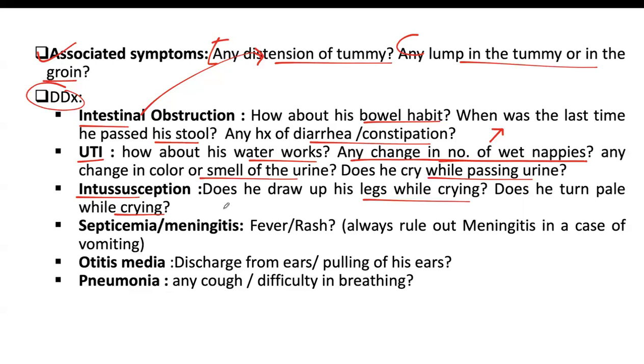So does he draw up his legs while crying? Does he turn pale while crying? Sometimes children with intussusception can have bloody diarrhea also. So ask, have you noticed any blood with his stool? So you asked about bowel and bladder, you asked about incarcerated hernia, you asked about intussusception.